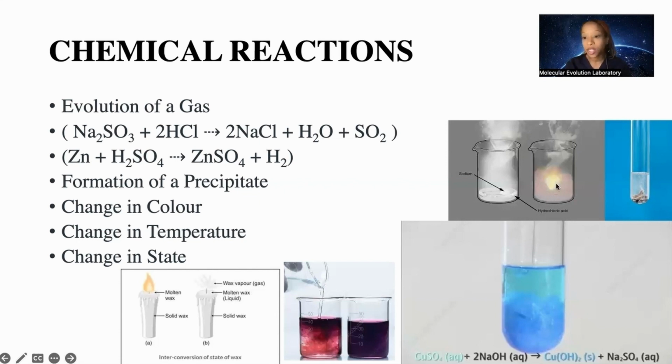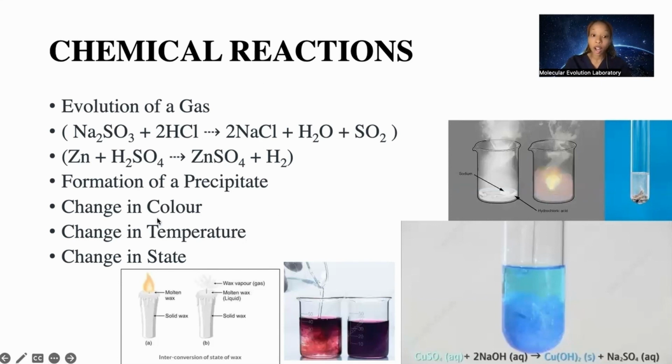In the case of sodium sulfide and dilute hydrochloric acid, we can also have the formation of a precipitate. A precipitate is basically when a substance is converted to a solid form of a solution. In this case, we have copper sulfate in an aqueous solution, sodium hydroxide also in an aqueous solution, reacted to give you a blue precipitate of copper hydroxide. Here we see the solid state.